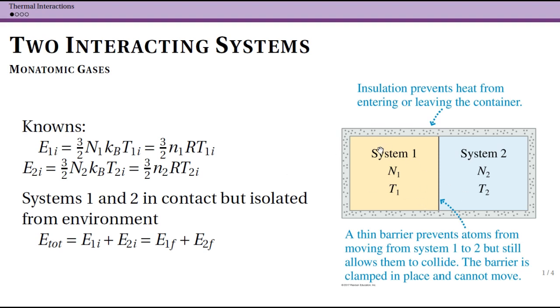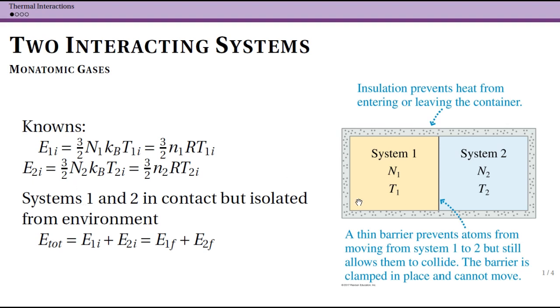Now, one thing to note is that in this case, we're saying that we have two systems in contact through a very thin barrier. This is an ideal barrier. We assume that it does not move, that it doesn't conduct heat anywhere else, but it really simply prevents the two systems from directly mixing. We are then assuming that these two systems are completely insulated from the external environment.